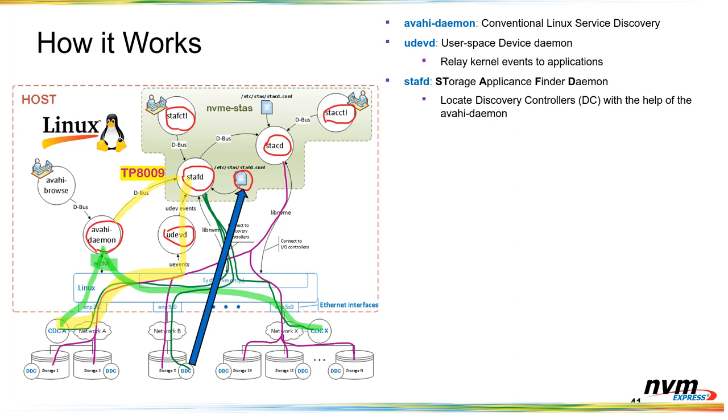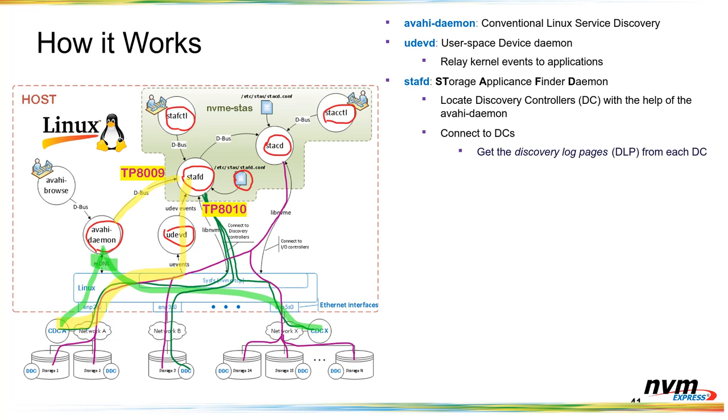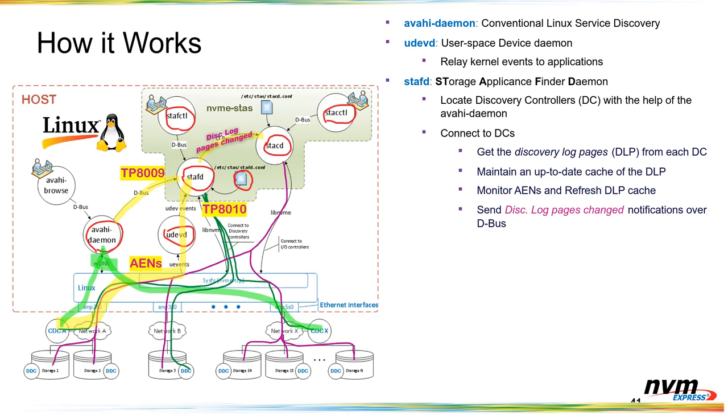The purpose of this daemon is to implement the automated discovery that Curtis and Eric explained before, which is defined by technical proposal 8009. So it locates discovery controllers, connects to the discovery controllers, retrieves get discovery log pages, maintains a cache of the discovery log pages, monitors asynchronous event notifications and refreshes this cache. And in case something changes, it will send a discovery log page change notification over the standard Linux D-Bus to stacd, the secondary daemon, the connector daemon, that instead is responsible for setting up the I/O connections to all the NVMe subsystems, to the real storage.